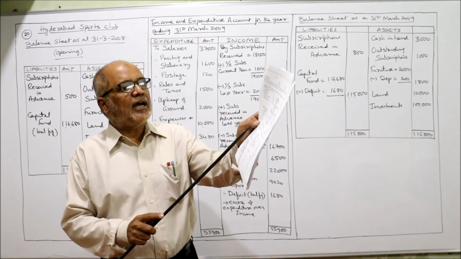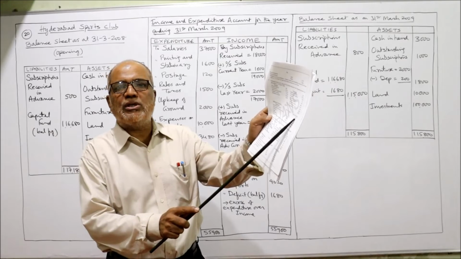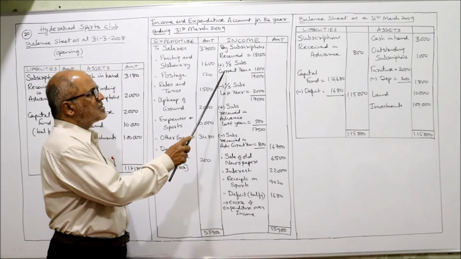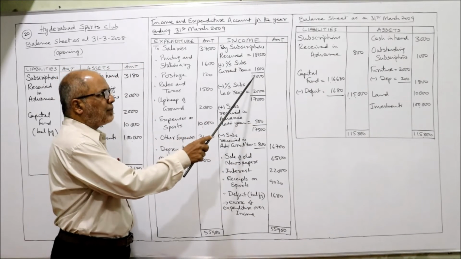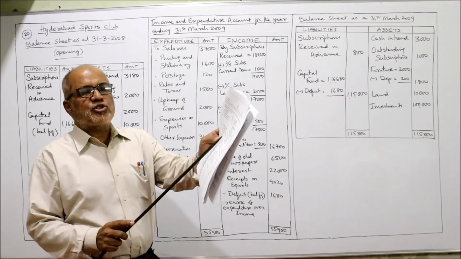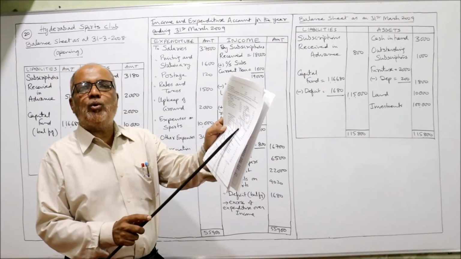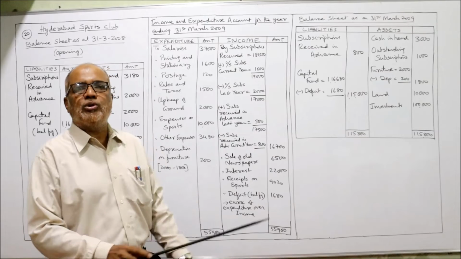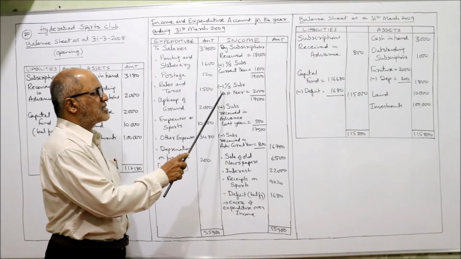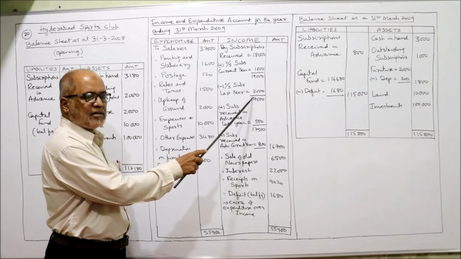Outstanding subscription at the end of the year is 1,000. So 1,000 outstanding subscription, current year, add up. Then outstanding subscription at the beginning of the year 2,000, which is last year's outstanding subscription, deduct.